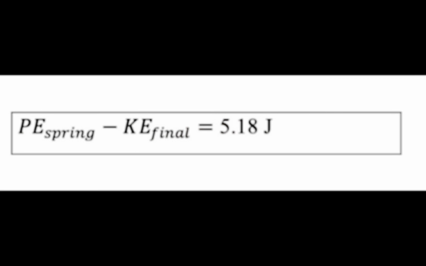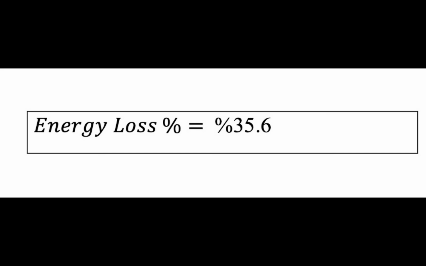Then I calculated the energy loss by subtracting the final energy from the potential energy that was stored in the spring initially. So in conclusion, I found the energy loss to be 35.6%. This energy loss that I found was probably because of friction: the air friction, and even though the air table is supposed to be frictionless, it has some friction on it.